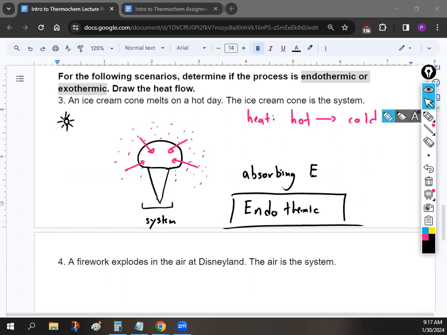And that's it. That's how you determine endo and exo. You just need to look at where the energy is flowing. You look at the system. Is energy going into the system or out of the system? And that's how you determine endo and exo.